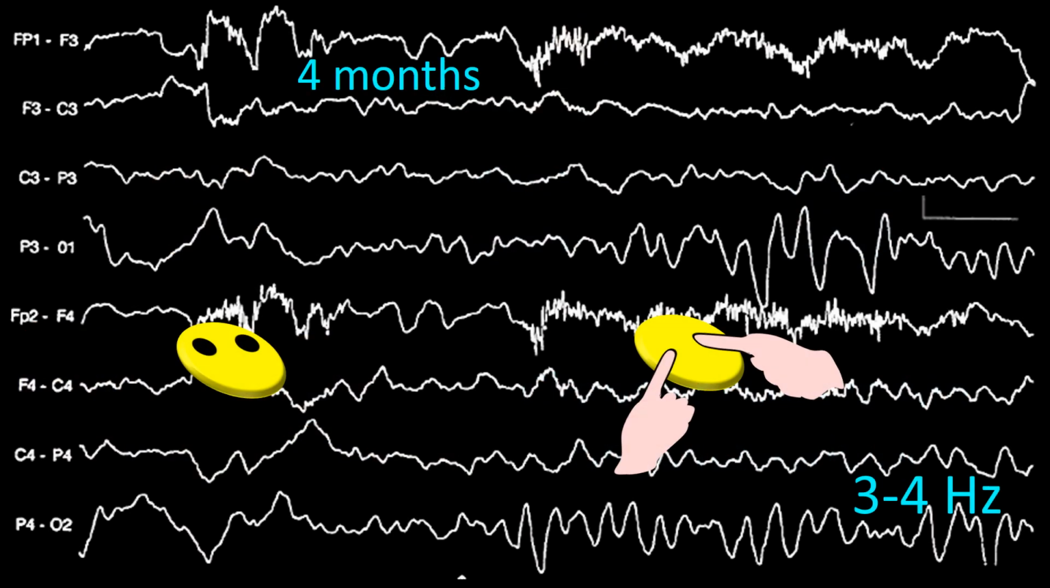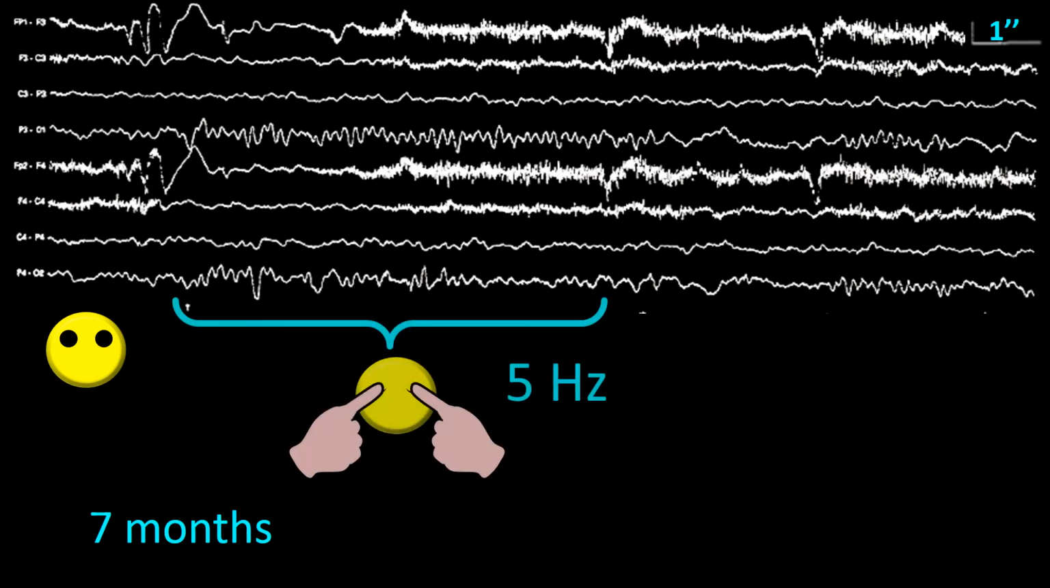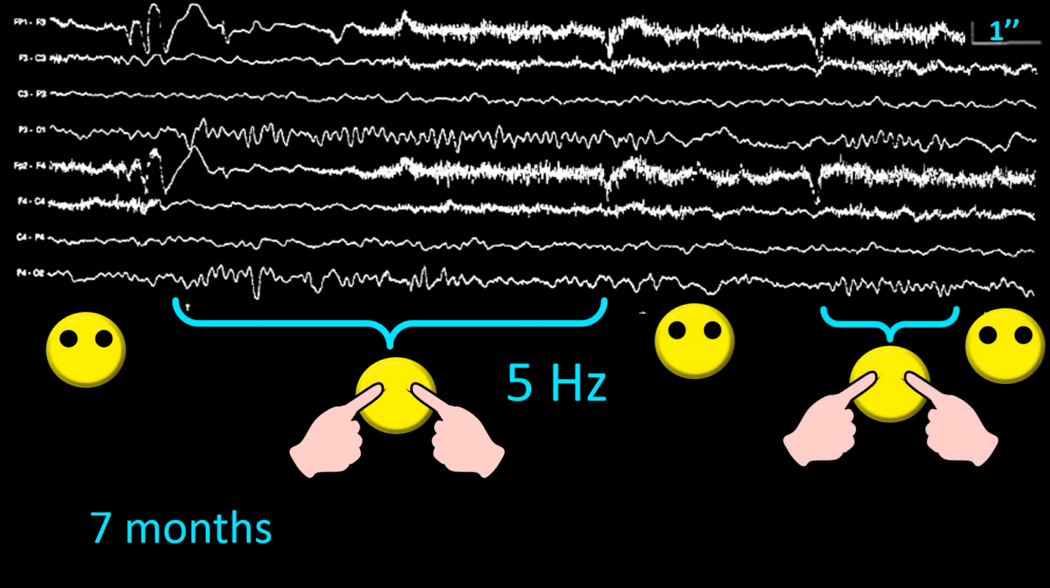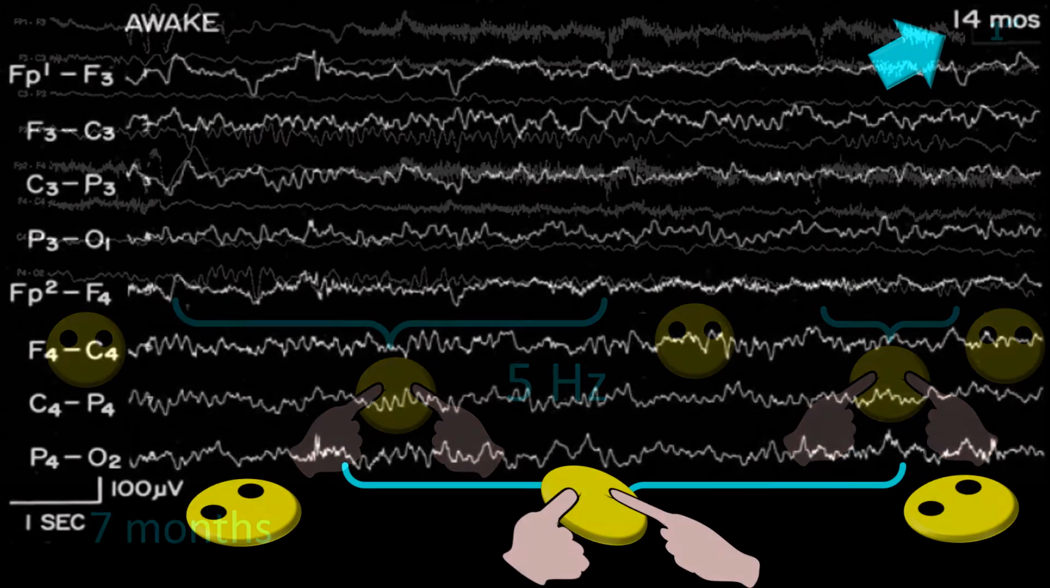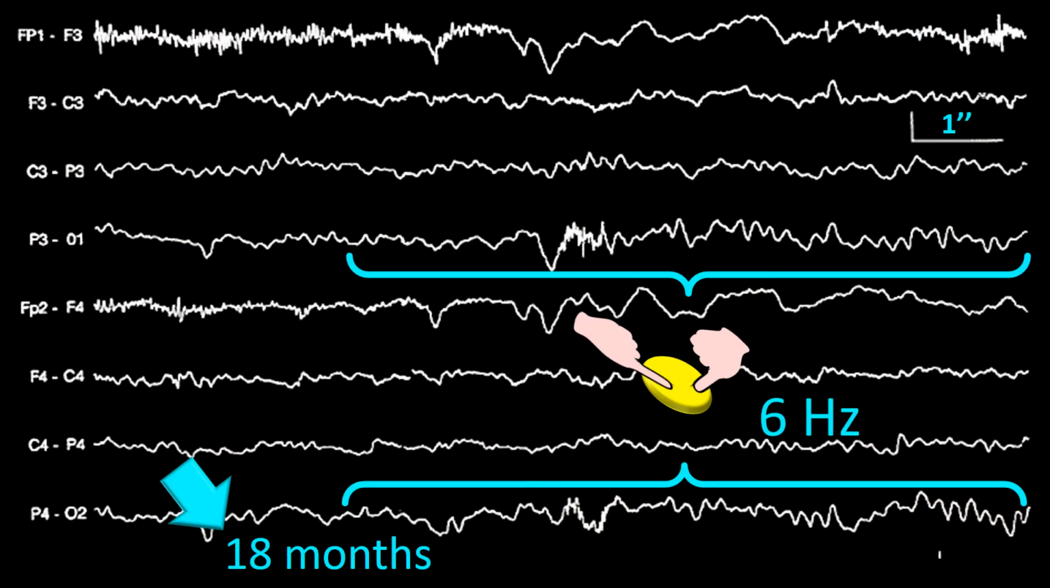As you can see, and I have already shown you in this tracing. By 7 months, when the eyes are open, the posterior activity is disorganized and of lower amplitude. When the eyes are closed, as you can see in this frame, on multiple occasions, the posterior activity becomes more organized. The same occurs at 14 months of age and at 18 months of age.